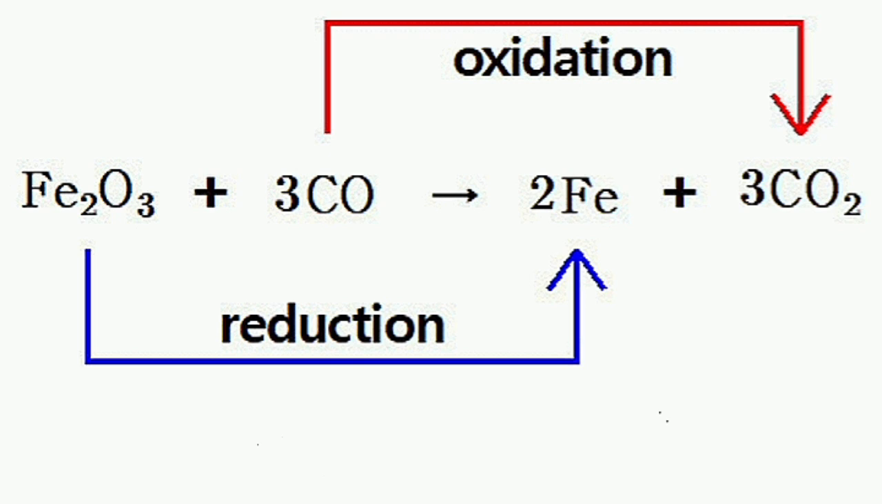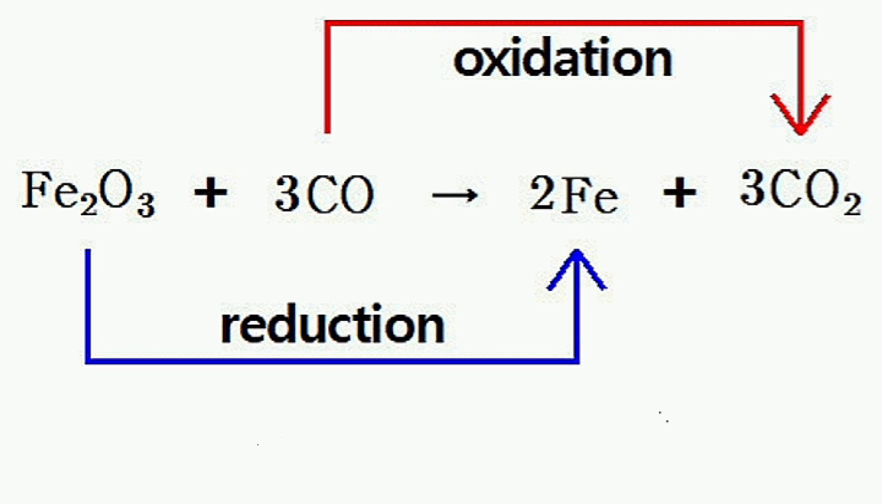Now in that reaction, Fe2O3 was reduced to Fe. Why? Because it was Fe2O3, but on the right hand side it is now Fe. No O again. Oxygen has been removed, and we said loss of oxygen is reduction. So that means iron oxide was reduced to iron.